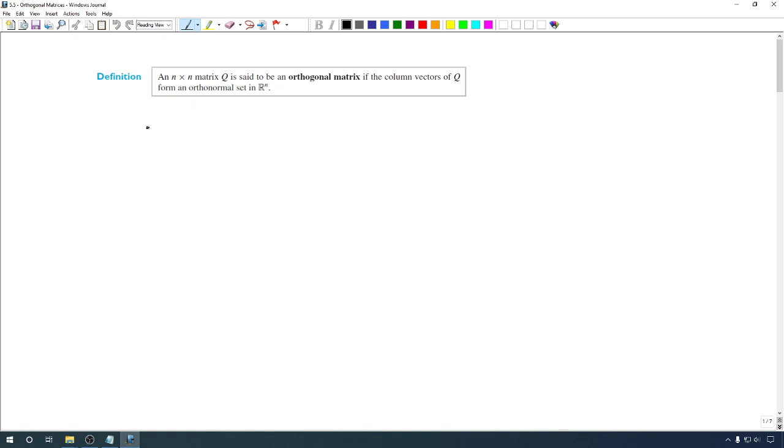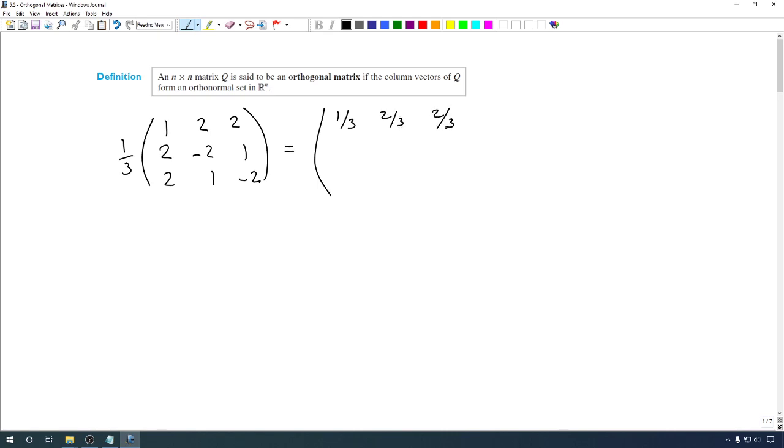But an orthogonal matrix has orthonormal columns. So an example of an orthogonal matrix might be something like 1/3 times 1, 2, 2, 2, -2, 1, 2, 1, -2. Actually, that 2 looks like a 3. There we go. So what are we actually dealing with here? Well, it doesn't look like all of our columns are unit length, but we do have the 1/3 there. Technically, we're dealing with a 1/3, 2/3, 2/3, and so on.